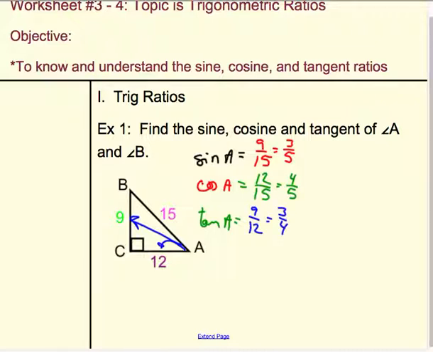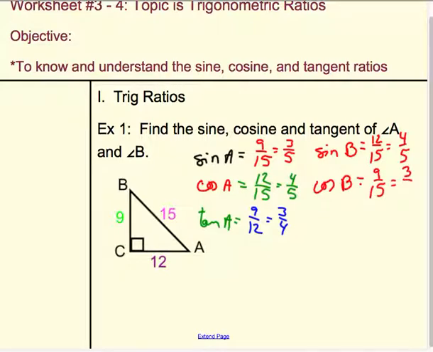So when we look at the ratios for angle B, sine of B opposite is 12 over hypotenuse is 15. Dividing them both by 3. Cosine of B is adjacent, this time the adjacent is 9 over hypotenuse, dividing them both by 3. And finally, tangent of B, opposite over adjacent, dividing them both by 3.